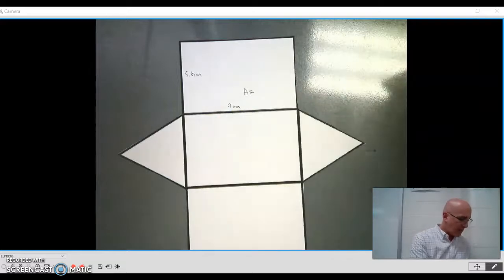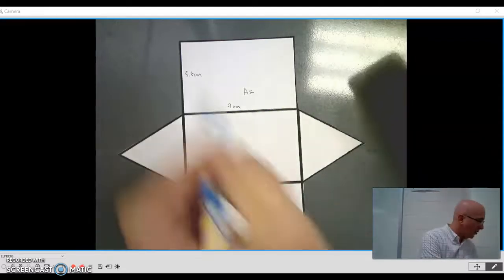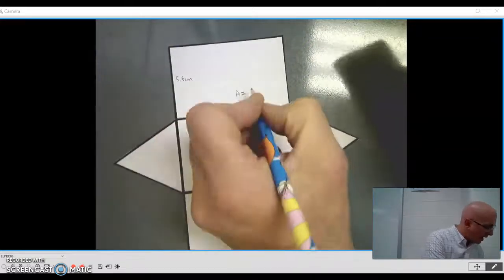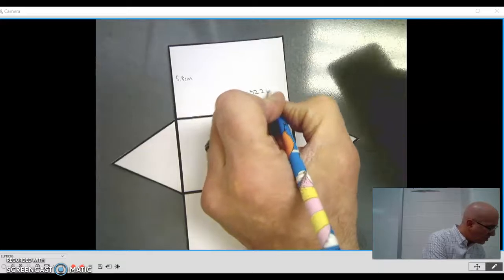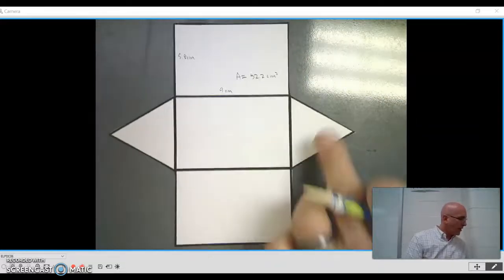So in this case, I measured it to be 5.8. If you want to round to the nearest centimeter or half centimeter, that's fine. I like to be really precise. So I'm going to multiply 5.8 times 9, and I get 52.2 square centimeters. I'm going to do that for each of these shapes.